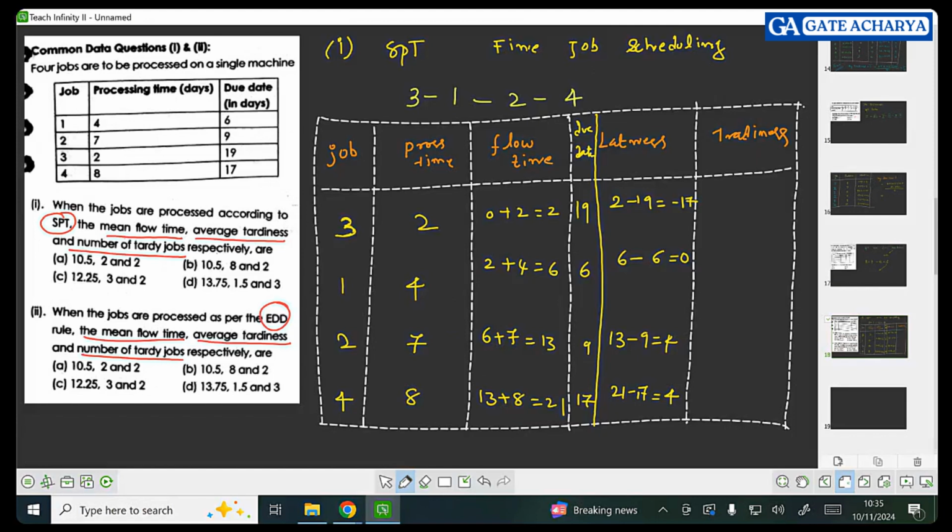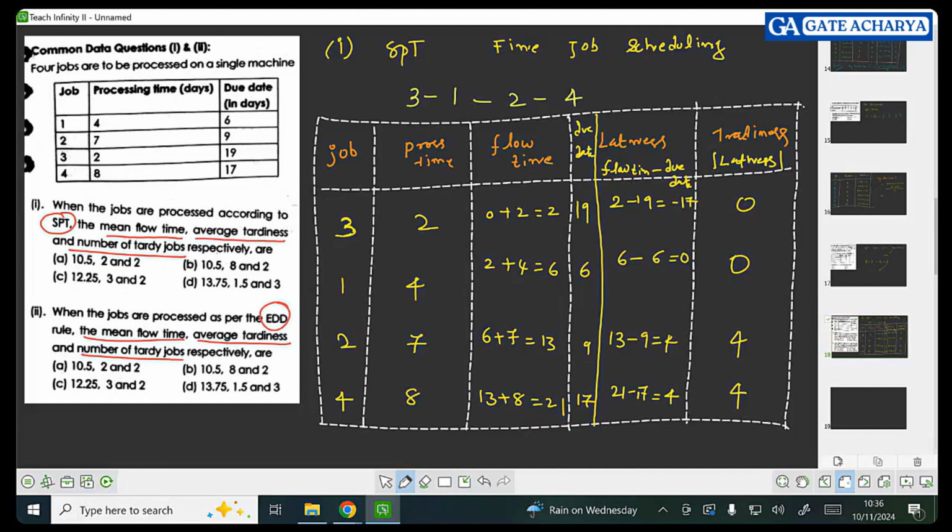Now let us find the tardiness. Tardiness is the positive lateness you have to consider. Whenever lateness is negative, then tardiness you take as 0. Negative means 0. So now it is 0, 0, 4 and 4. This is your tardiness. Clear, everybody, guys?